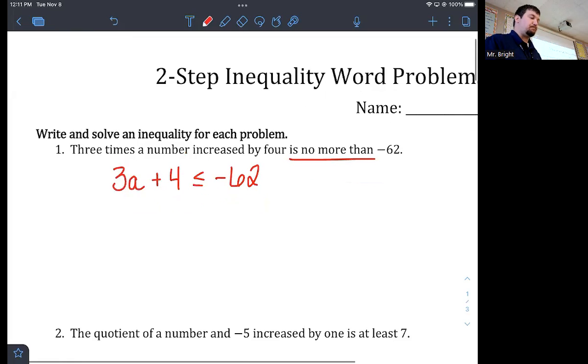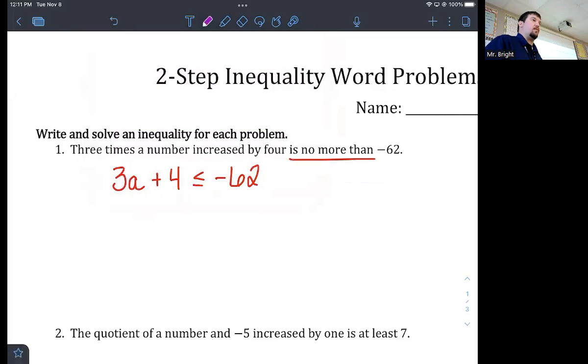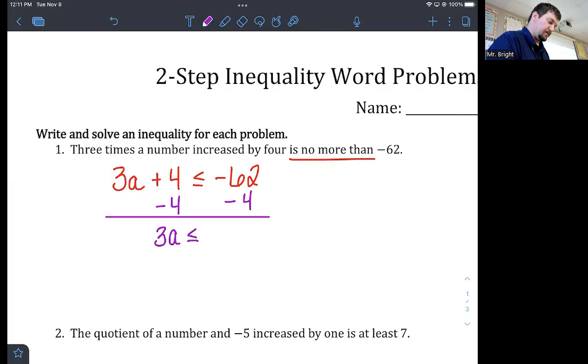So now we solve. So far, we've only been solving one-step inequalities, but you guys have solved two-step equations from last chapter, and so you know the drill. What number should I get rid of first, the 3 or the 4? The 4. Excellent. How do I get rid of that plus 4? Perfect. So subtract 4 on both sides. Negative 62 and negative 4 join forces or go to war? Excellent. To make negative 66.